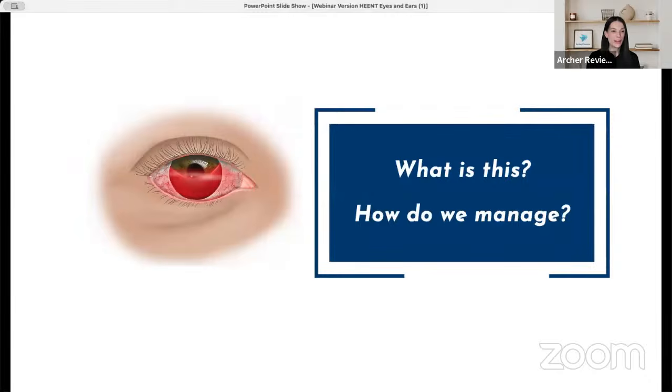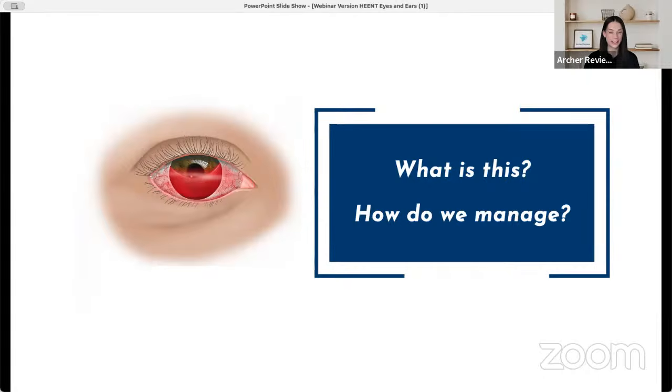And what if your patient comes in with this? So they have all this blood in their eye. What is this? Looks very serious. It is actually not very serious, surprisingly. That is right. So this is a subconjunctival hemorrhage.